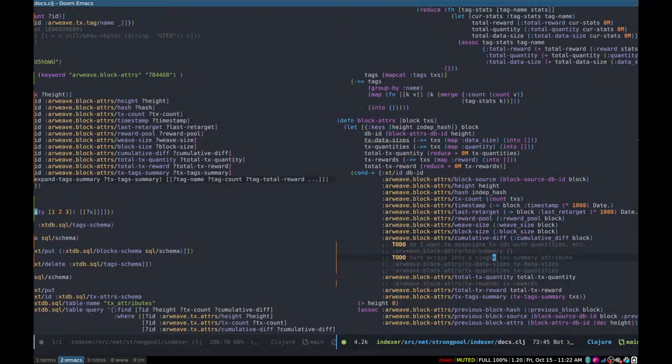I think the one thing that's missing, I put some to-dos in here. One thing I realized, I wasn't 100% certain if XT indexed vectors at the top level. It does. So if you have something like TX data sizes, which was basically a vector of data sizes, it indexes everything in that vector. And so I took these out because I don't want to expand the number of things I'm indexing at the top level to include transaction data. I want to make that expansion via computation at query time.